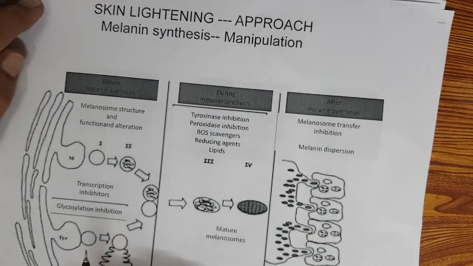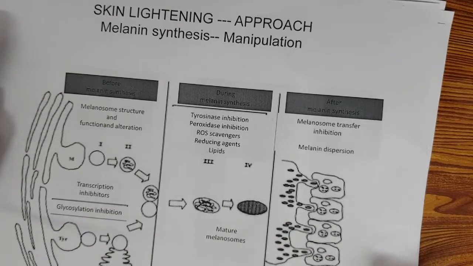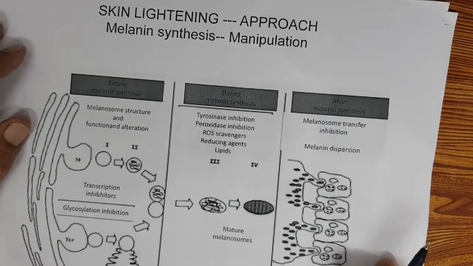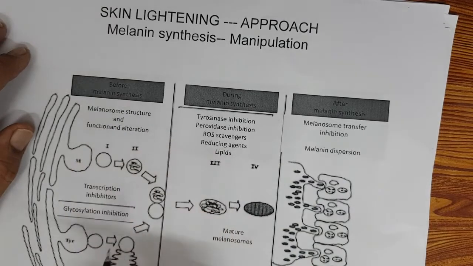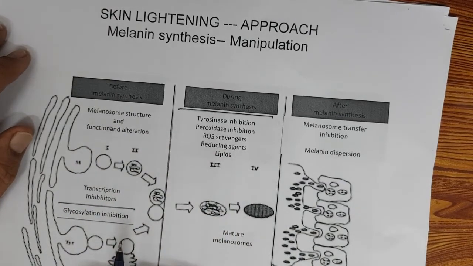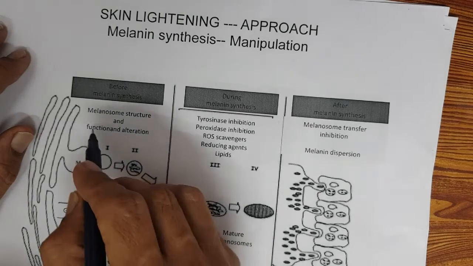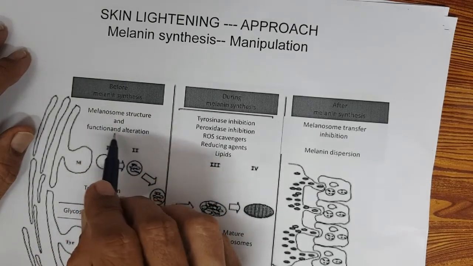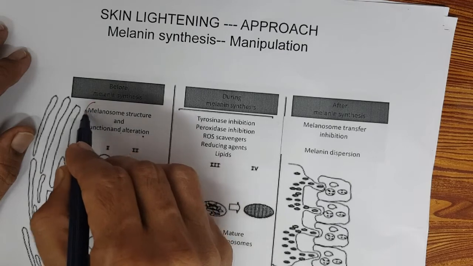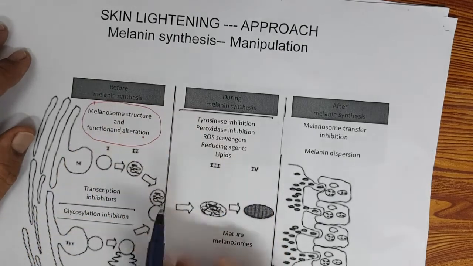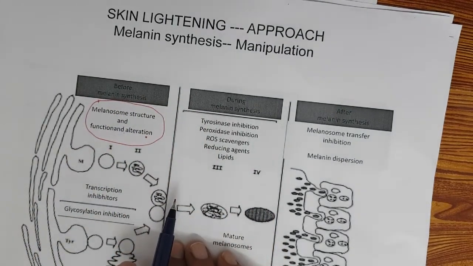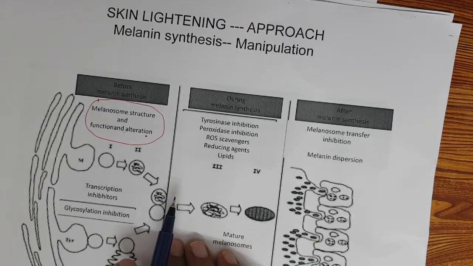How to control this skin pigmentation? So, there are various ways to control the skin pigmentation before melanin synthesis, right? Altering the melanosome structure and function. This is one of the processes which we can do, but most of the current active systems don't address this, but this can be done, right?